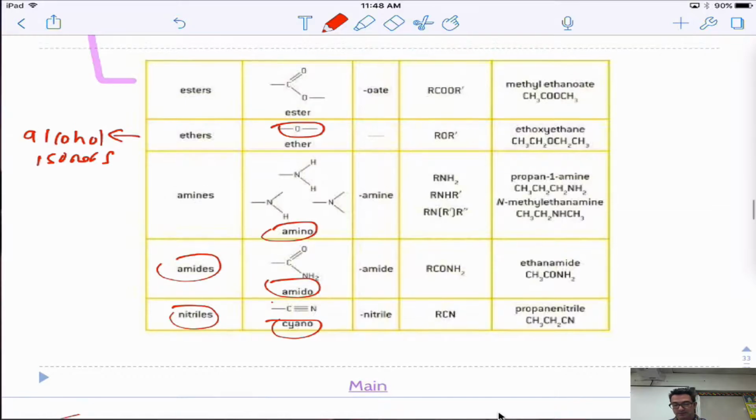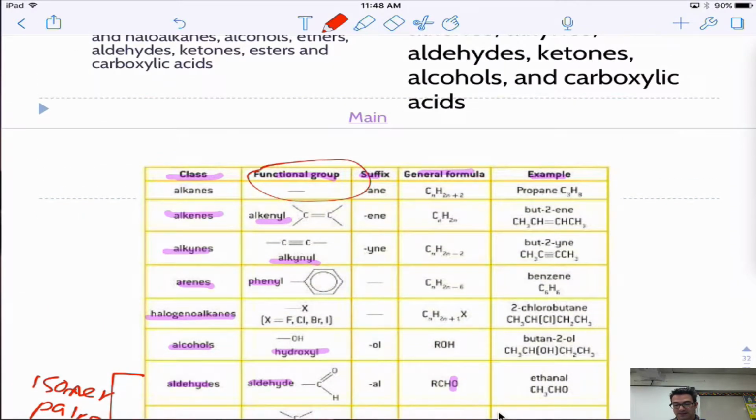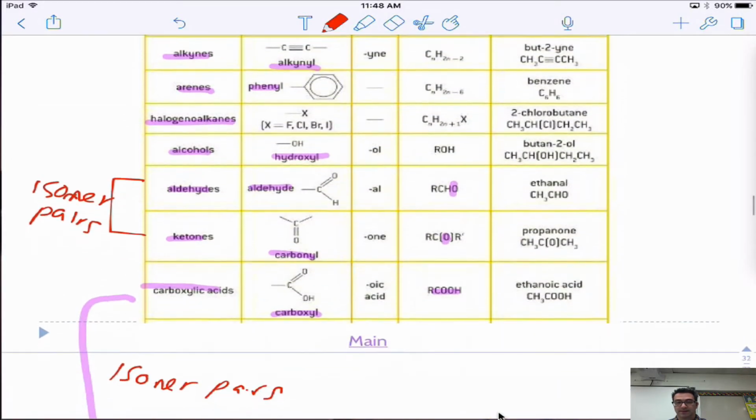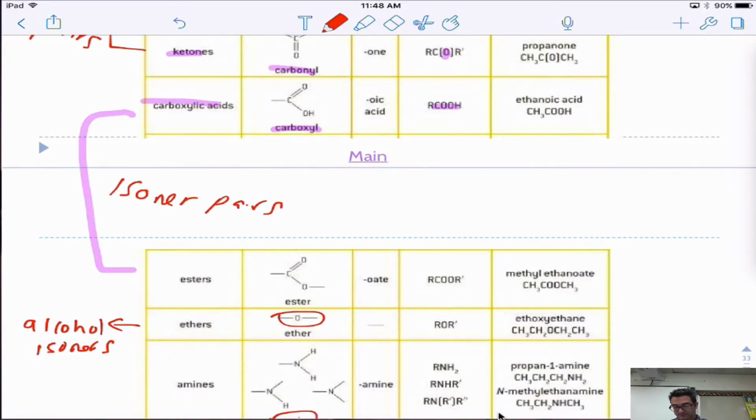These are the names of the endings to the different compounds, the suffixes that they contain, and then here's their general formula. Honestly, I haven't seen much on the general formula for a lot of these. I know them from the other table, but I would definitely know the name of the class and the name of the functional group.